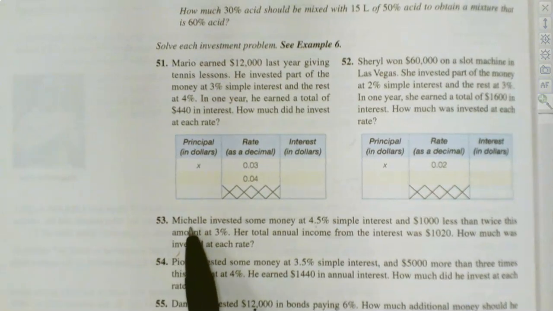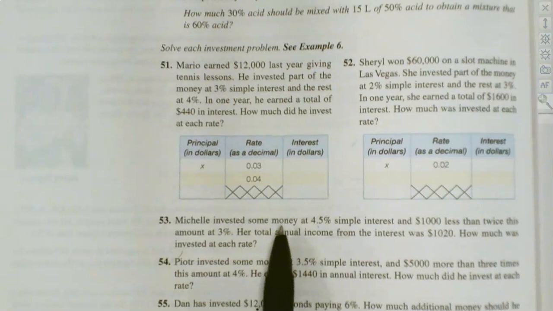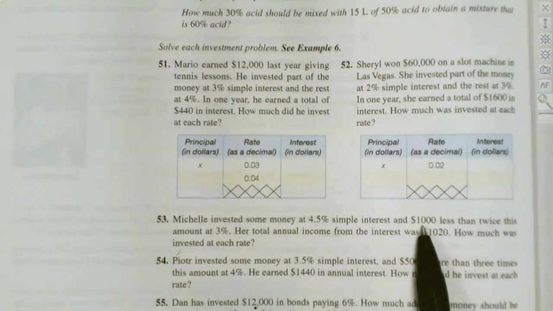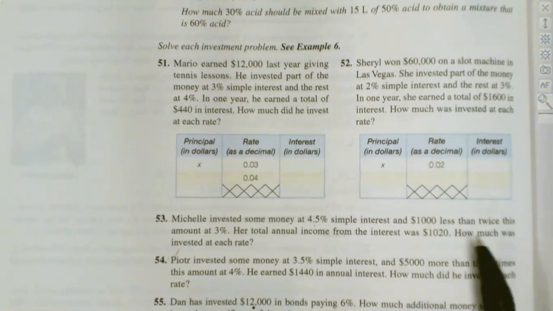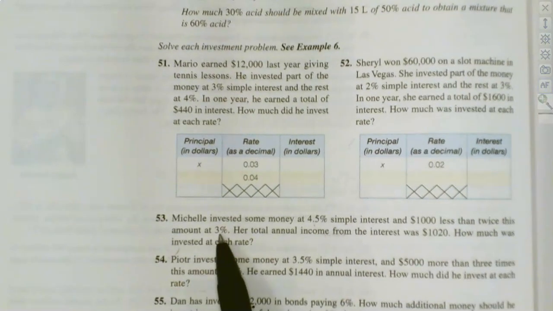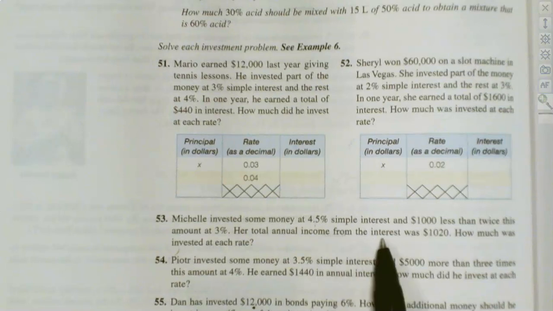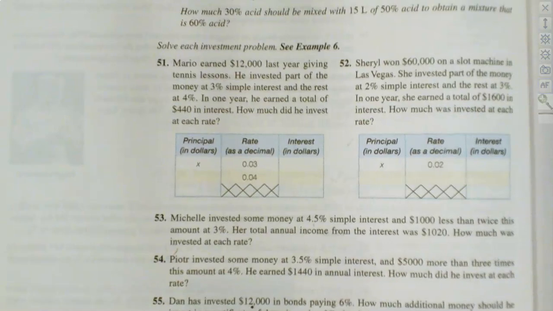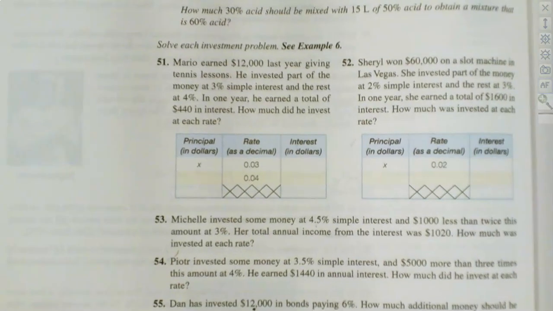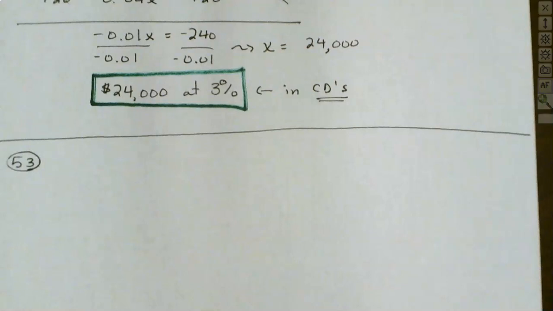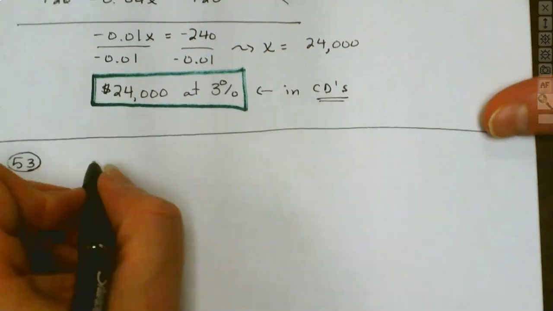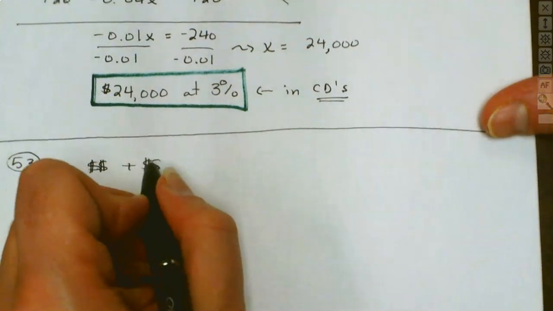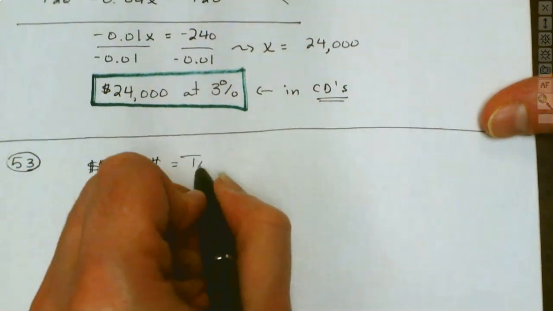So for 53, Michelle invested some money at 4.5%, and 1,000 less than twice this amount at 3%. Her total income from interest was $10.20. How much was invested at each rate? So what we're going to look at here again is our two funds, and then we've got a total amount.